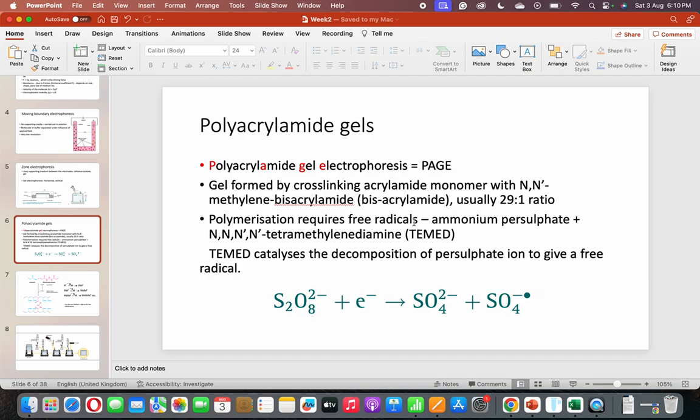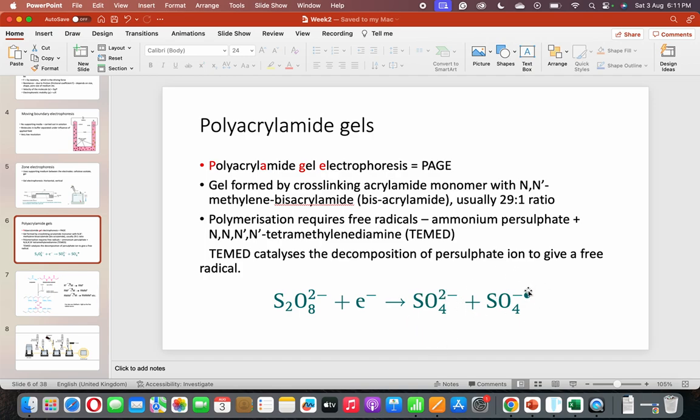To form this polymer requires free radicals, which we have to generate in some way, right? It has to be generated fresh. So we use ammonium persulfate and TEMED. TEMED catalyzes the decomposition of the persulfate ion. So this is a persulfate ion. This is a free electron from TEMED, which makes the sulfate ion and the sulfate free radical.